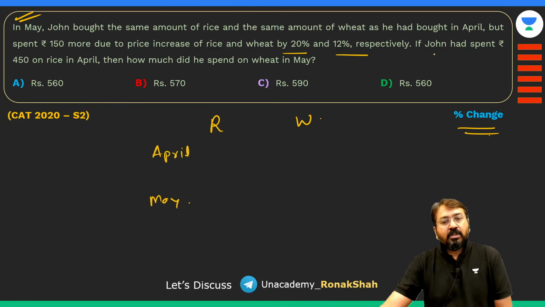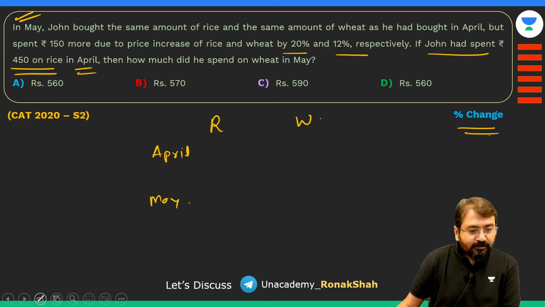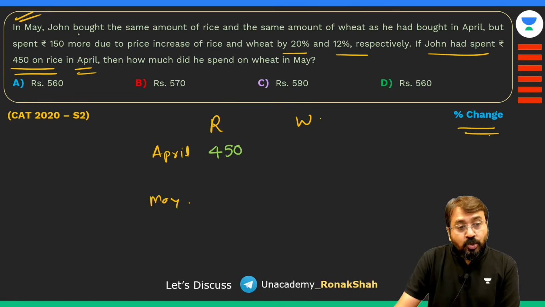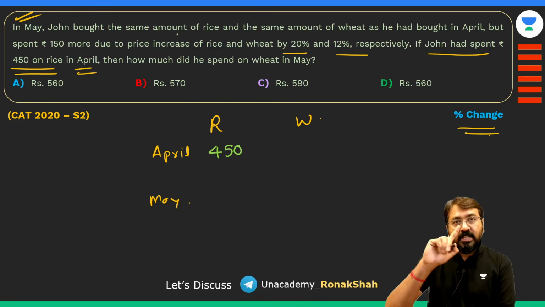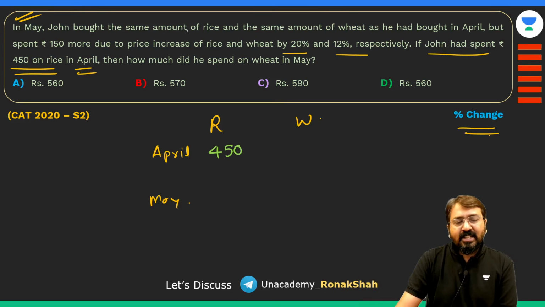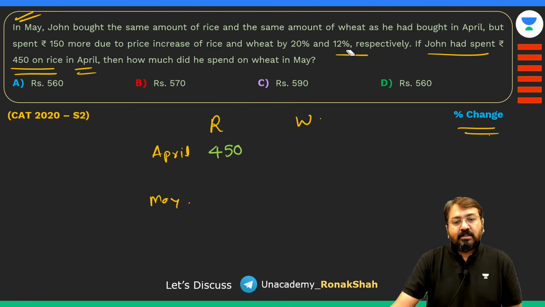Acha, we are told over here, if John had spent 450 on rice in April, so John had spent 450 on rice in April. Let me just write out over here, this amount was 450. Please understand, John bought the same amount of rice, not the same money amount, not in terms of money, but in terms of quantity. Actually, in the CAT exam, I've seen that they are using this word amount too frequently. It should have been quantity. Anyways, guys, don't interpret it that way, that he bought 450 rupees worth of rice and 450 rupees worth of wheat. No, it was not the case, right?